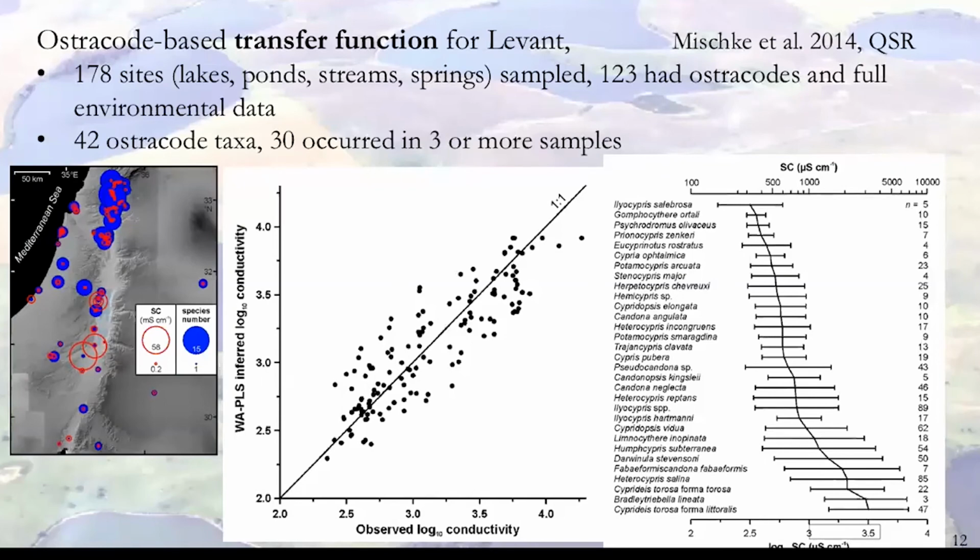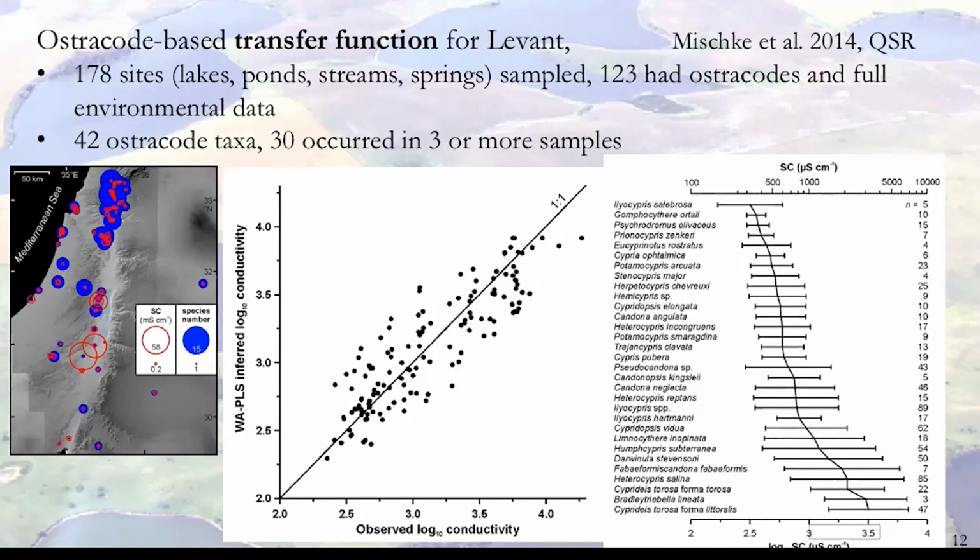Okay. So on the right-hand side, you can see 30 species with their range of specific conductivity. After the ordination, specific conductivity was found to be the dominant factor in the distribution of these species. Then a weighted average partial least squares method was used, and the middle figure shows how well the training set works against the actual measured specific conductivity.